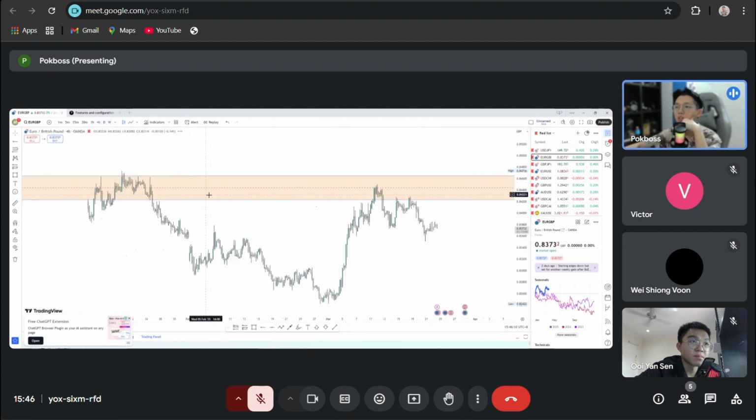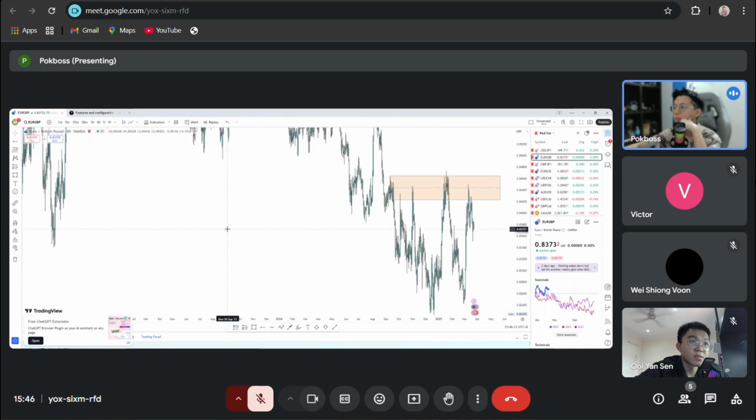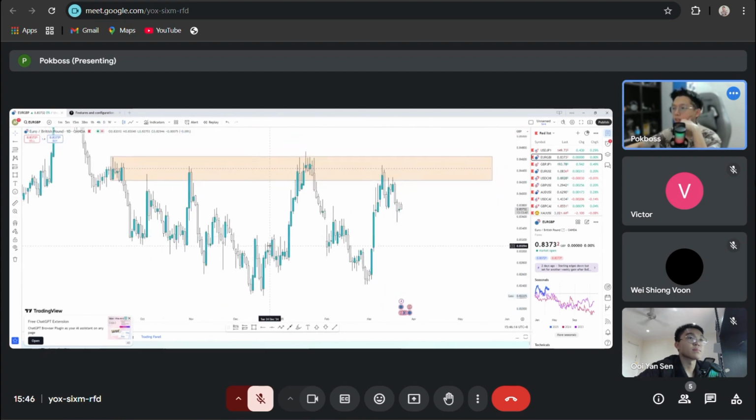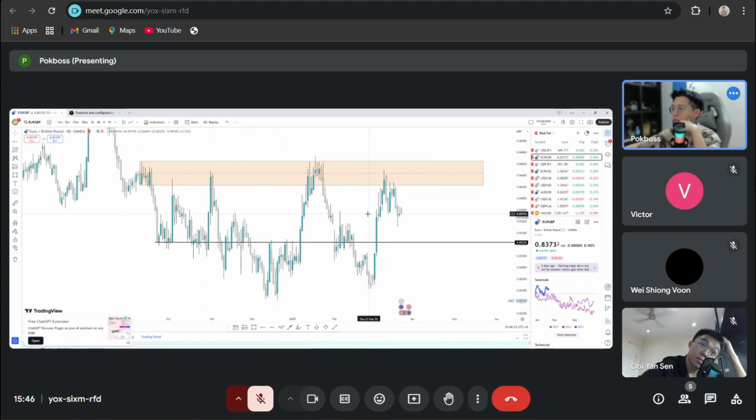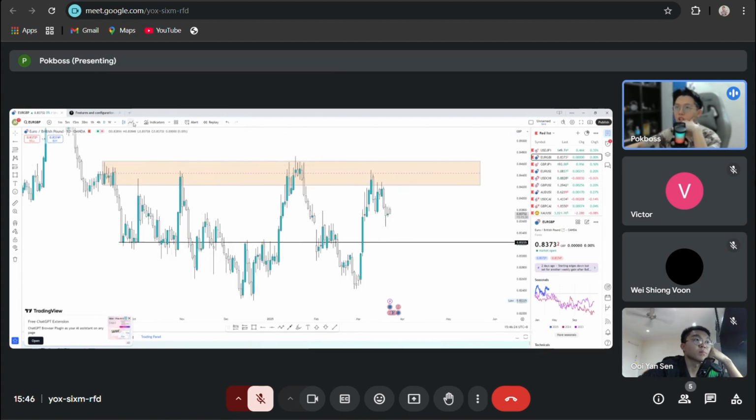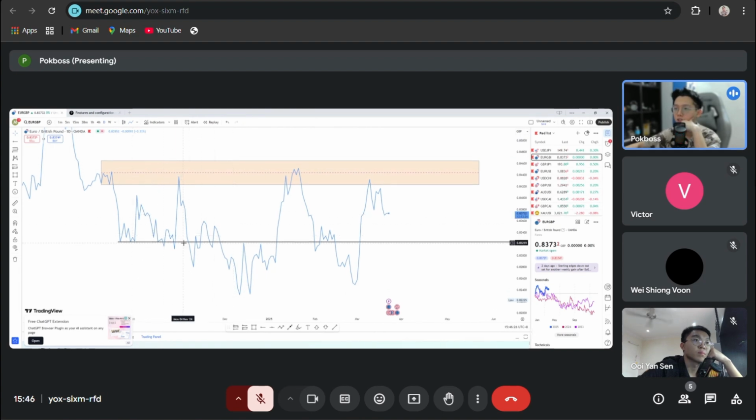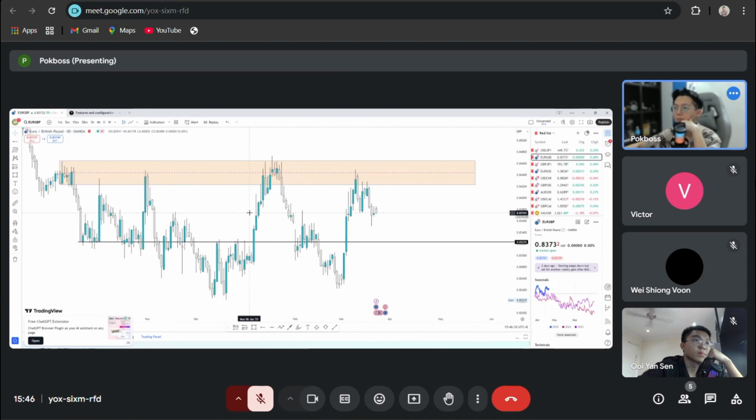So let's move on to the 4 hour. Wait, you can still analyze that here is a clear support level. If you go to the line chart, you can see here is a lot of rejection. Right here is the support level. Let's move on to the 4 hour time frame.